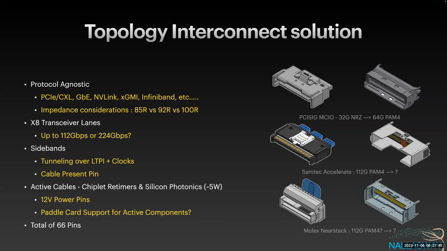Then in terms of lanes, we've chosen to standardize on by-8 lanes for transceivers. We'd certainly like it to go at least up to 112 gig electrical before we switch to the optical world. But if we can get it to 224, then that's great. So that's a question mark.